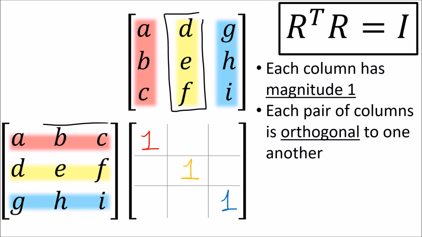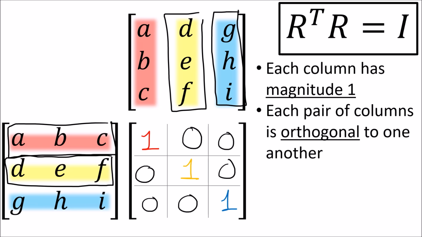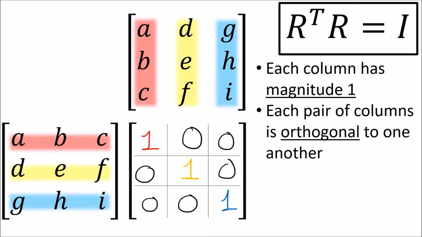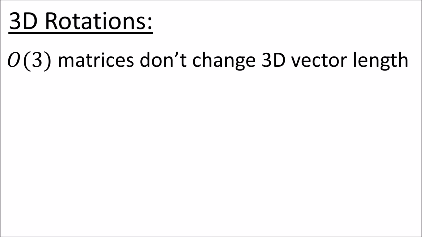Also, if we multiply any column by a different column's transpose, we get 0. This tells us that the columns of R, if treated as vectors, are all orthogonal to each other. Matrices that satisfy these properties are called orthogonal matrices, and we write the group of all orthogonal 3x3 matrices as O3. So we know our rotations in 3D are done by O3 matrices, but we've actually missed an important detail.